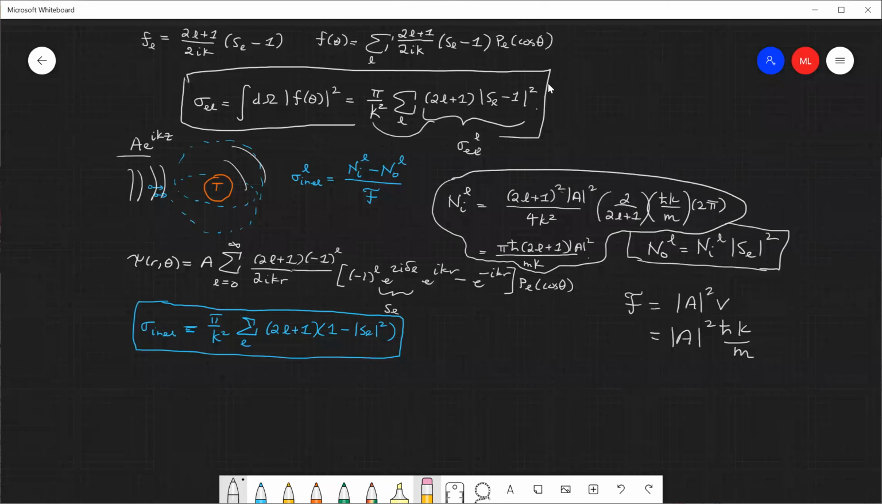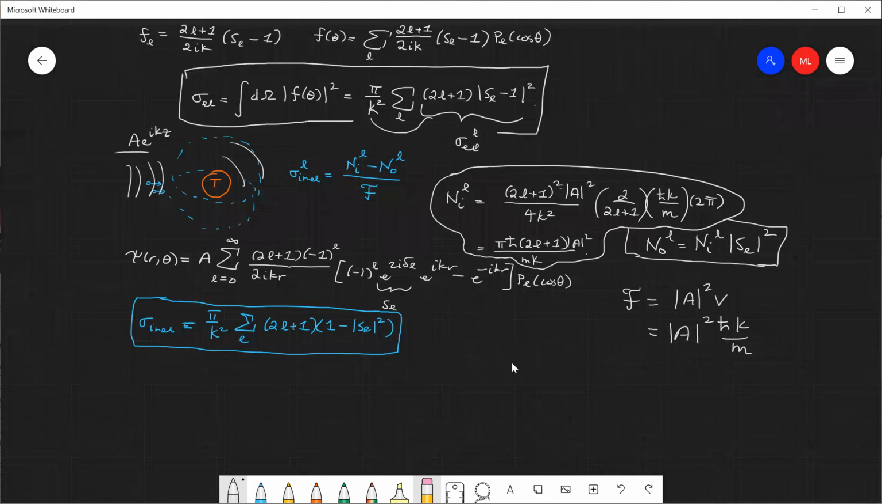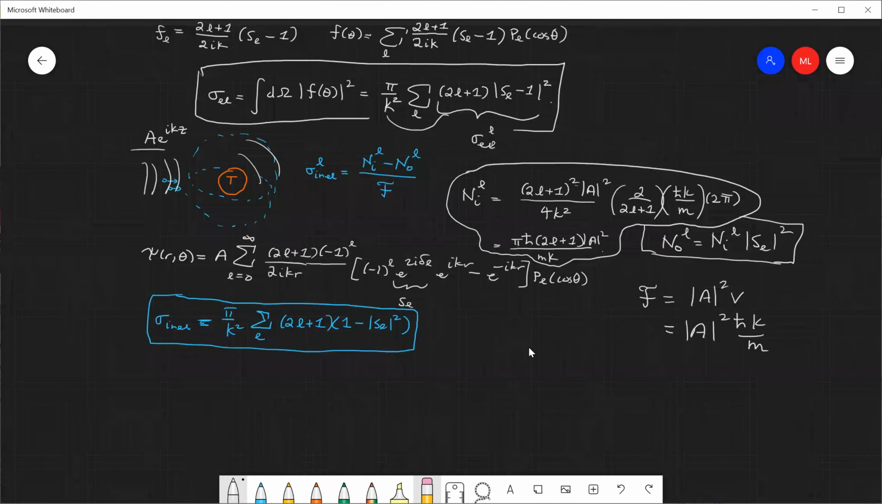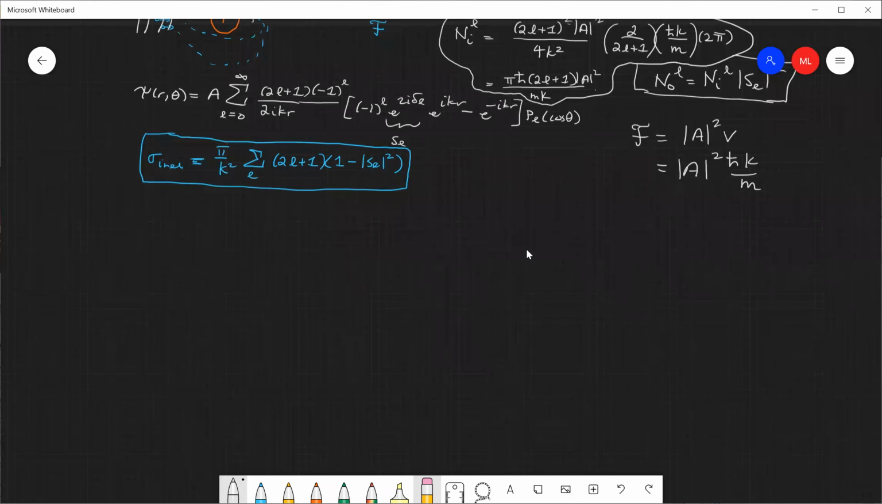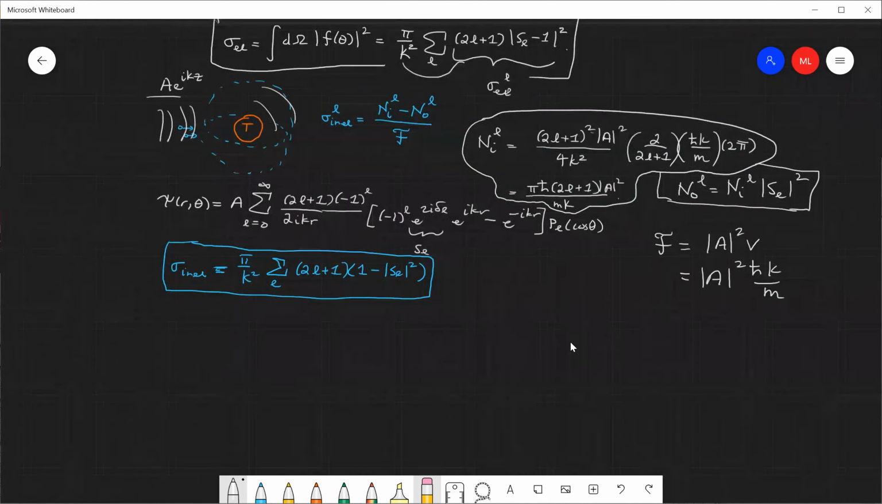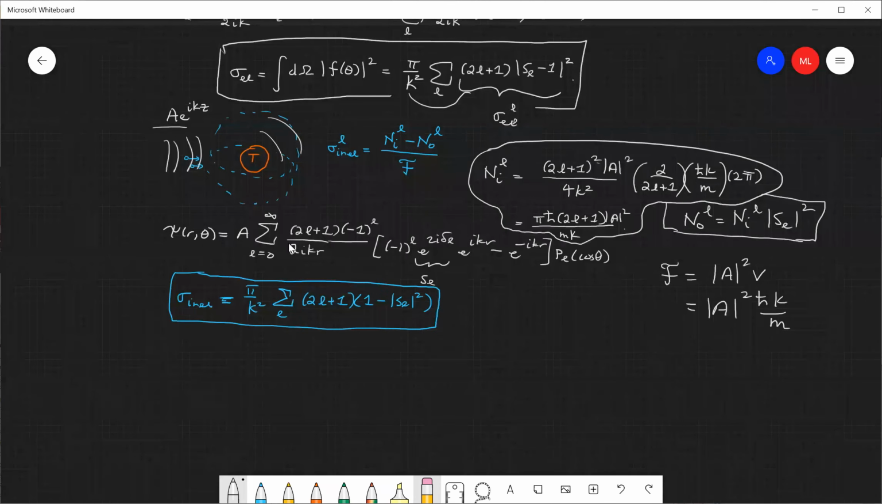So we have these two expressions, and now we should try to figure out what we can learn about them. Notice that if the magnitude of S_L is 1, which it is for just our elastic scattering solution here for the wave function, because it's just a phase, then this term just vanishes and there's no inelastic scattering.